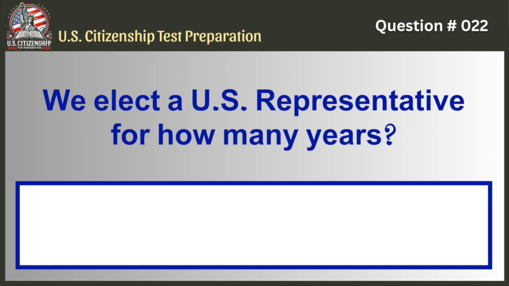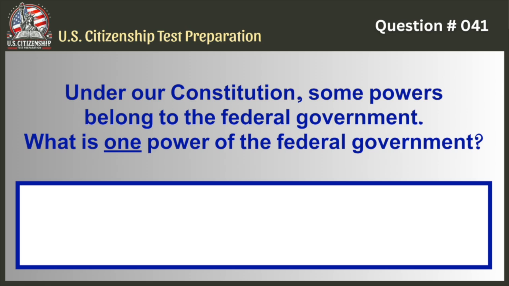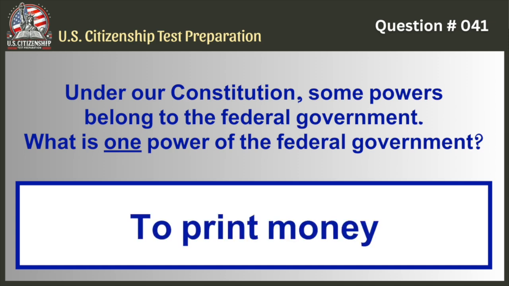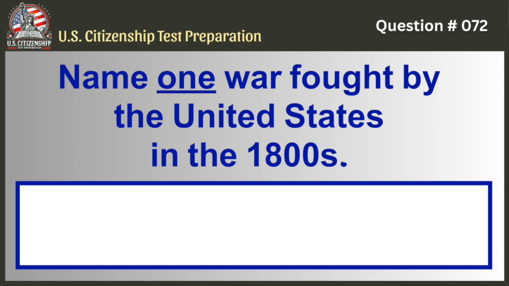We elect a U.S. representative for how many years? 2. Under our Constitution, some powers belong to the federal government. What is one power of the federal government? To print money. Name one war fought by the United States in the 1800s. Civil War.